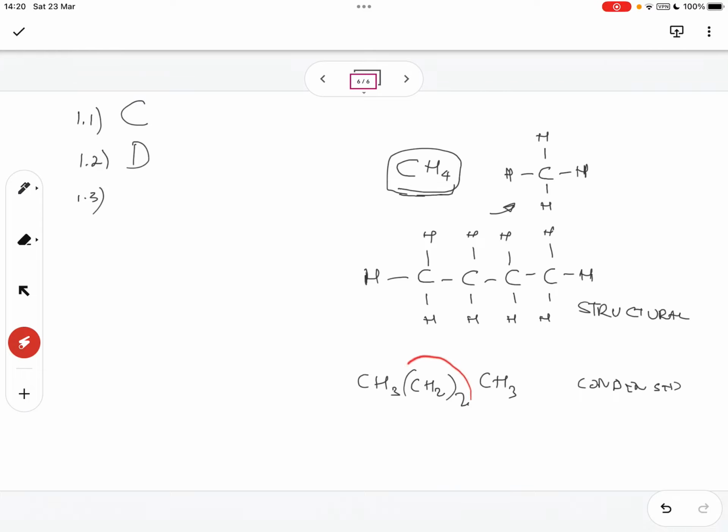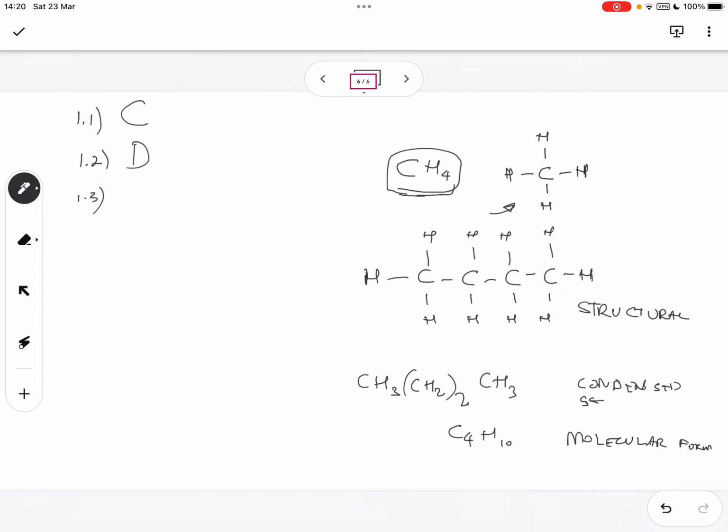So what this part here, CH2 times 2, means is that you have the first CH2 and the second CH2. And then here you have the CH3 and the other CH3. So this here is condensed and this here is structural. Then the chemical formula would be C4H10. So this would be the chemical formula, right? No, that's the molecular formula. Okay, molecular.